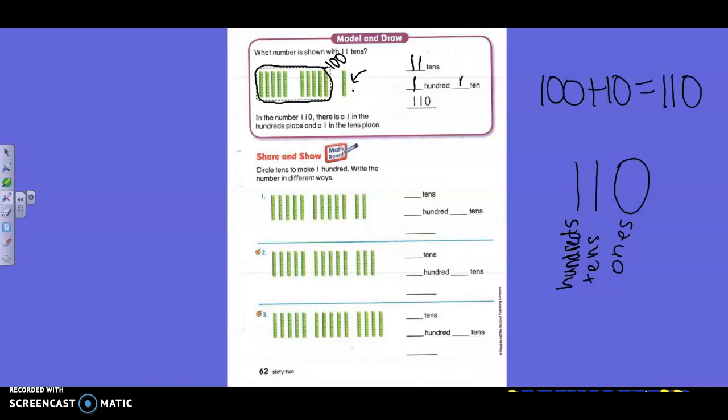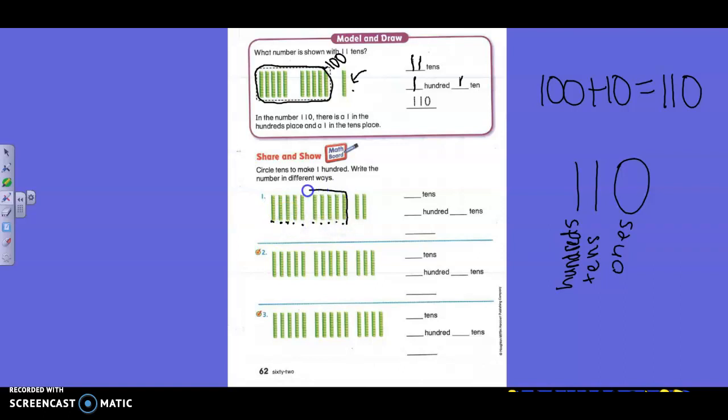Circle tens to make 100 and then write the number in different ways. Okay, so let's circle 10 tens. Watch how I'm doing it first. Eyes up here. 1, 2, 3, 4, 5, 6, 7, 8, 9, 10.